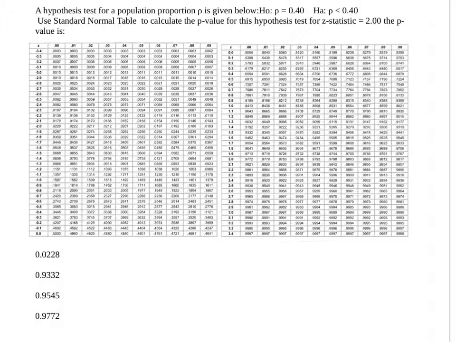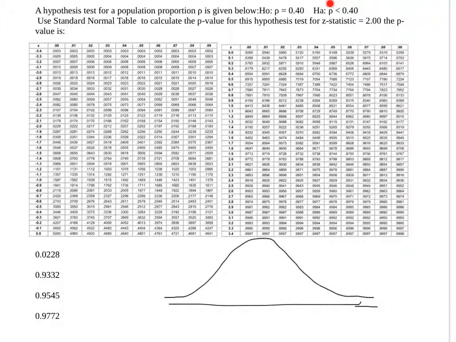A hypothesis test for a population proportion p is given below. Null hypothesis p is equal to 0.4. Alternative hypothesis p is less than 0.4. Use the standard normal table to calculate your p-value for this hypothesis test for a z-statistic equal to 2. Now, very important. We're looking at this table, which means we're trying to find the area in the normal curve that corresponds to this probability. Now, whenever you see an alternative hypothesis that is less than, that means whatever our value is, we're going to be looking at the area to the left of it.